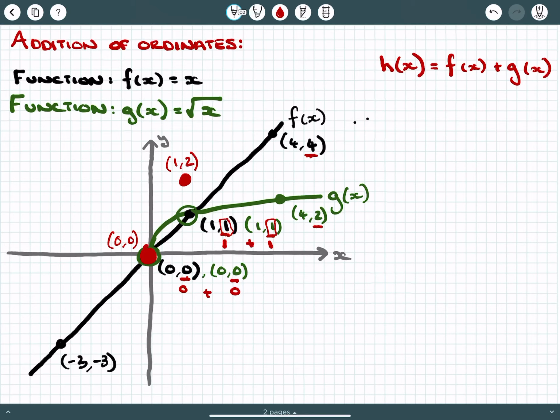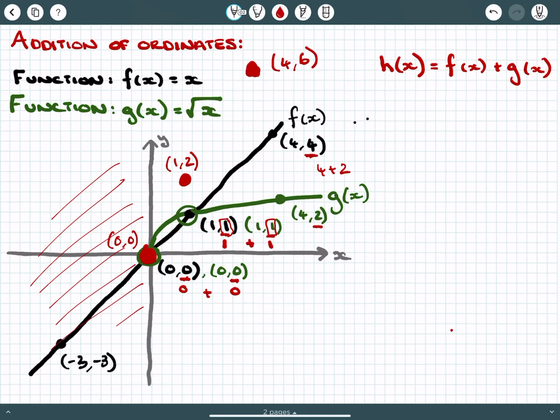And then I want to have a look at 4. So when x equals 4, I'm going to have 4 plus 2, 6. And I'm going to have a coordinate all the way up here. Okay. Remember, it is just a rough sketch. But when x equals 4 and I add the y coordinates together, I get 6. Now, obviously, because I don't have g(x) within this region, it means that I don't have h(x) within this region. That's really important for us to understand. So this graph, sorry, I'll just get the sketch a little bit better.